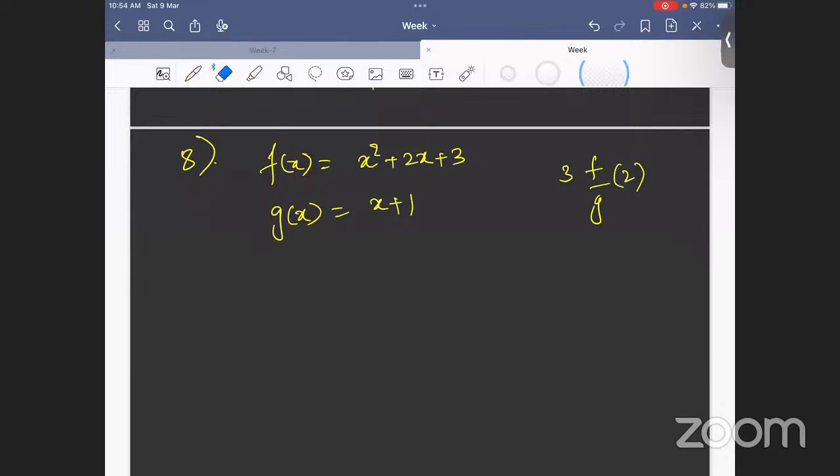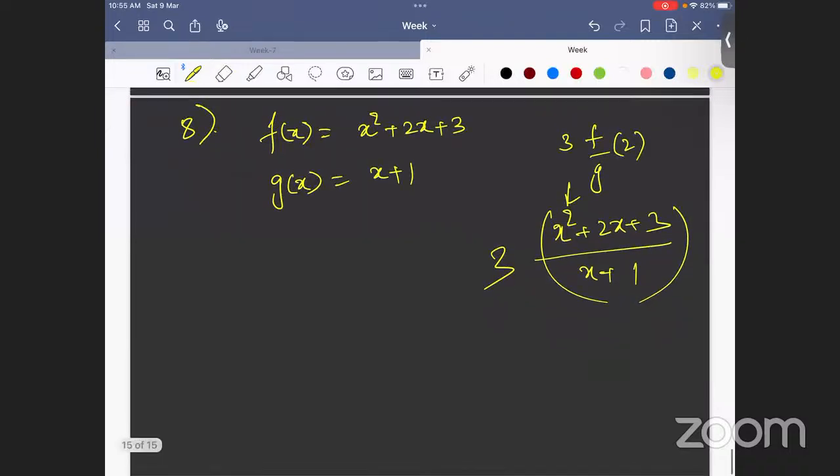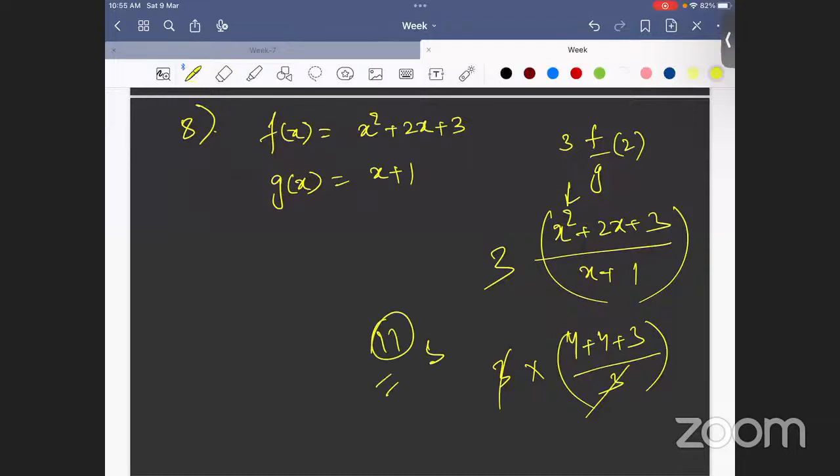What's the error here? Let's say you are getting the value (x square plus 2x plus 3) upon (x plus 1), multiplied with 3. Put the value 2 here, and you will get 11. So 4 plus 4 plus 3, upon 3 into 3, this gets cancelled out. So you are getting 11. This is simple, right?